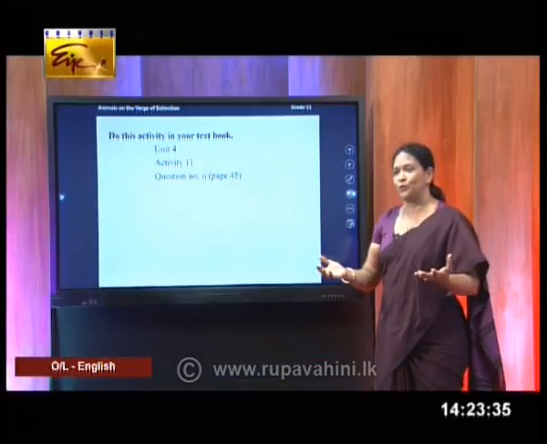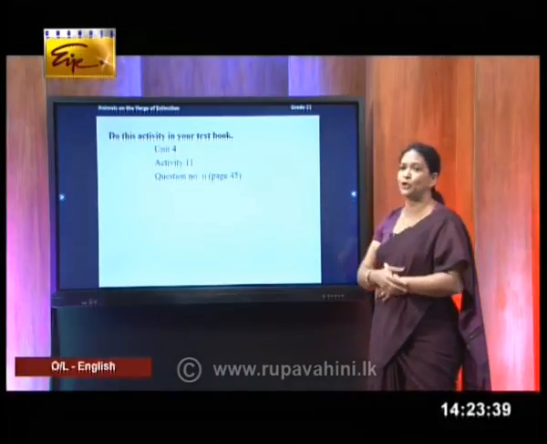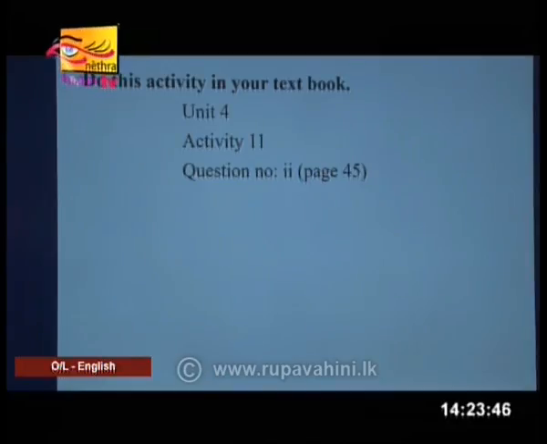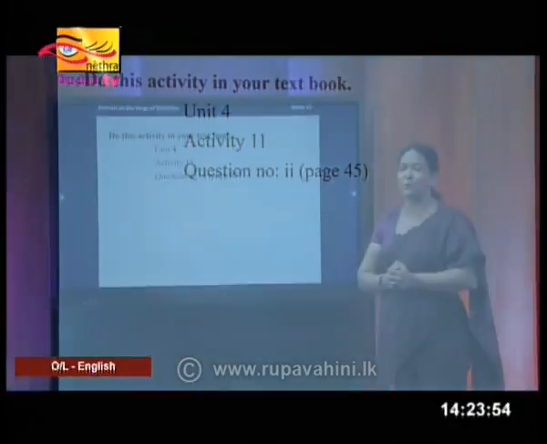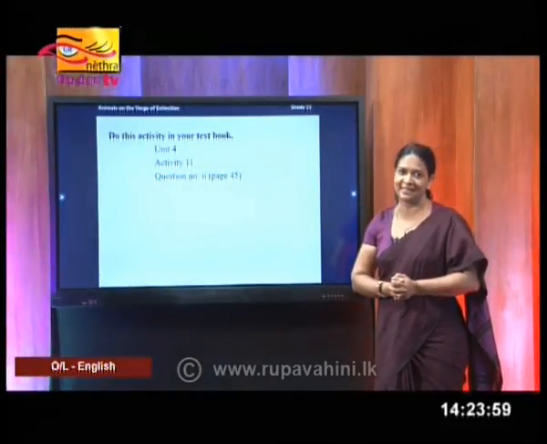Now, for you, these days you are at home, so leisurely you can take out your textbook, and in Unit 4, Activity 11, page number 45, you can do question number 2, Roman number 2. So, once again you will be able to practice extracting specific information from a simple text.